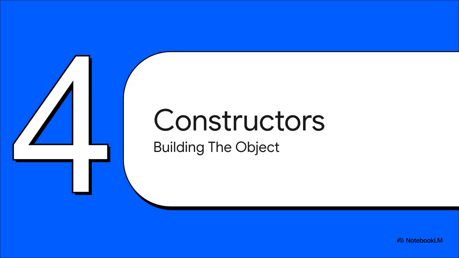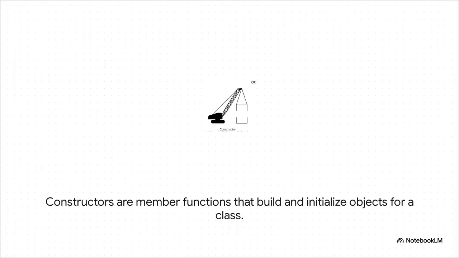Okay, so we've got this awesome, secure blueprint for our object. But how do we actually build one? Well, for that, we need an automated construction crew called a constructor. Seriously, think of a constructor just like this crane. Its one and only job is to build a new object, and this is crucial, to initialize its starting state, making sure it's good to go the very second it's created.